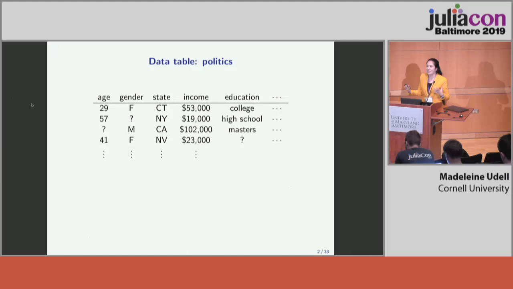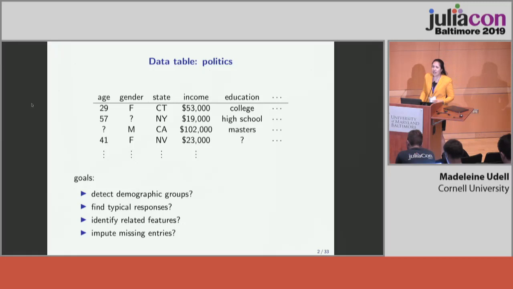And there are basic questions we wanted to answer, right? How do you detect demographic groups? How do you find typical responses for people in those groups? How do you identify related features, right? And how do you impute missing entries? Okay. So all these are hard because the data is heterogeneous and has missing entries.